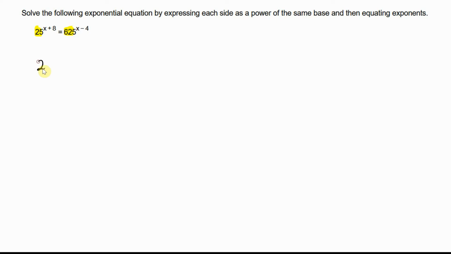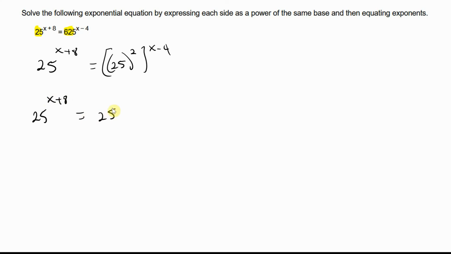Right? So this is 25 to the x plus 8 is equal to 25 to the second, and then that's being raised to the x minus 4. So this is 25 to the x plus 8 is equal to 25 raised to, this is a power raised to a power, so you multiply the power, so that's 2x minus 8. So now the bases are the same, so set the exponents equal. So we have x plus 8 is equal to 2x minus 8.